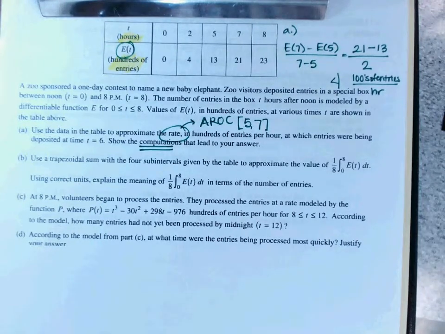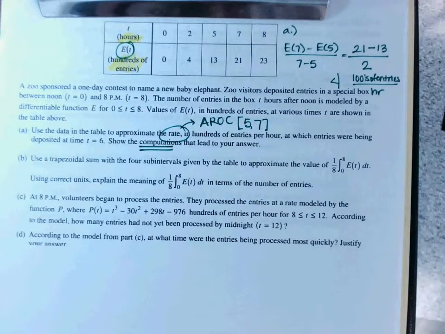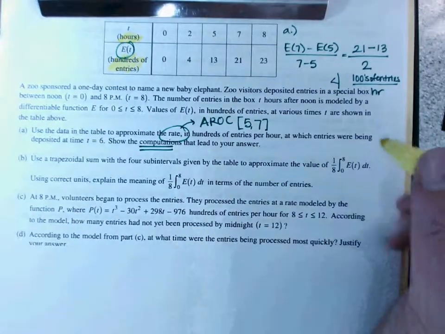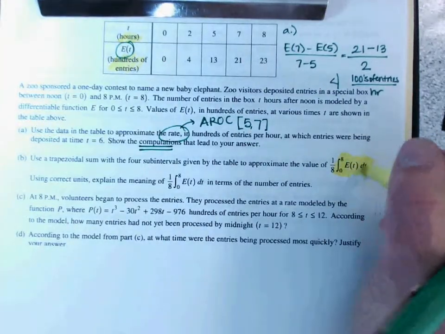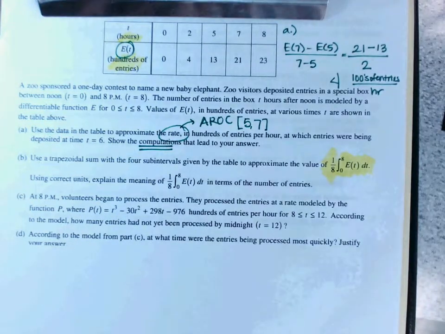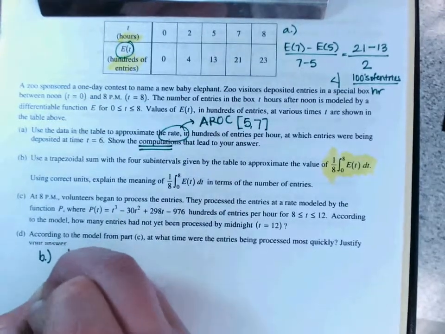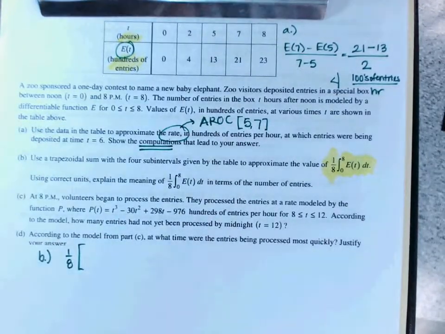Okay? Alright, part B. Notice this should look familiar. This is what you just did on the other problem. Whenever you see them doing this over and over again, it will probably be on your AP test too. So it says, use a trapezoidal sum with 4 subintervals given by the table to approximate. It's not just an integral, it's an integral with an 8th in front of it. So that means that when I set it up, I need to remember to put that 8th here in the front. So I'm going to do part B right here. I'm going to write the 8th before I set up my trapezoidal rule.